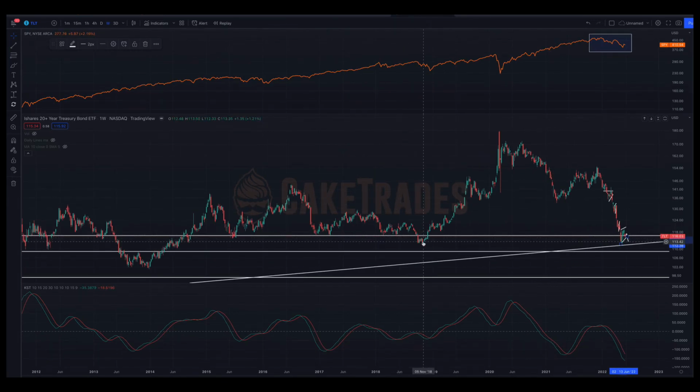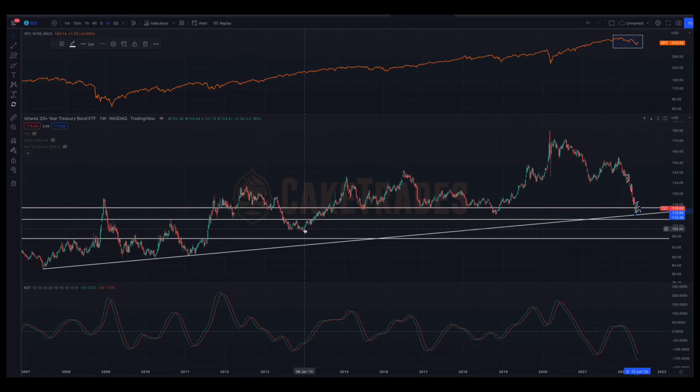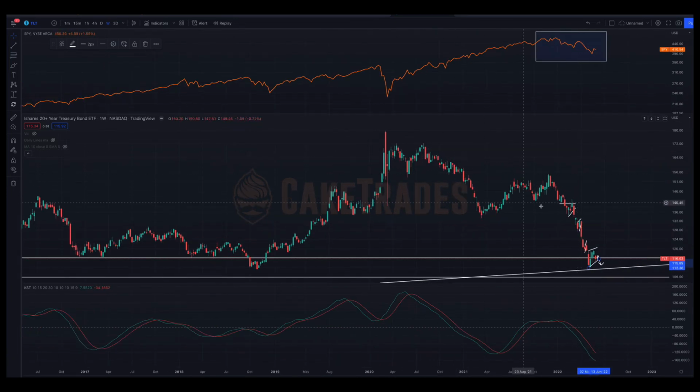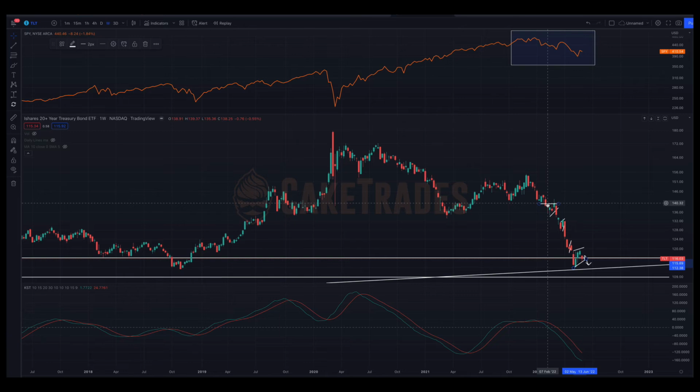strong for the market. You can see, like in 18, bonds bottomed and then the market started to crater. So bonds bottoming isn't always great, but in general, we don't want to see bonds cratering, because that tends to be an issue in terms of rates.